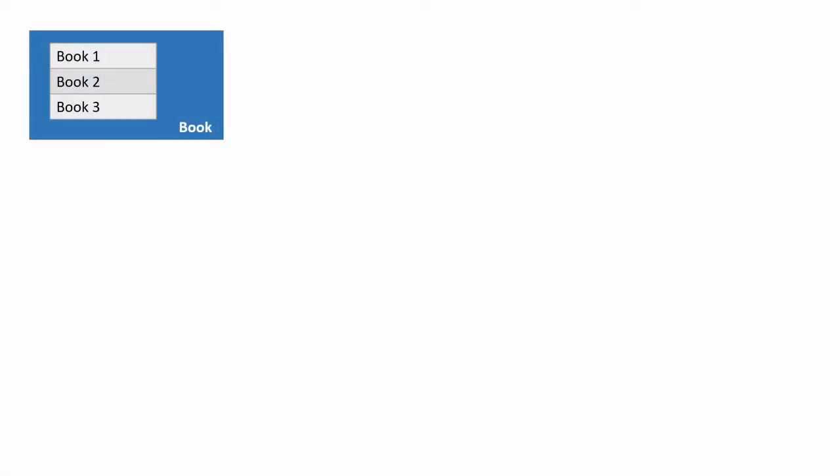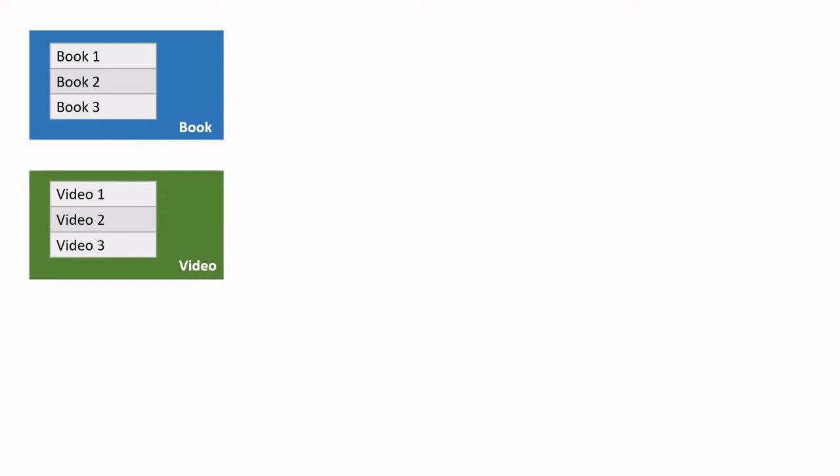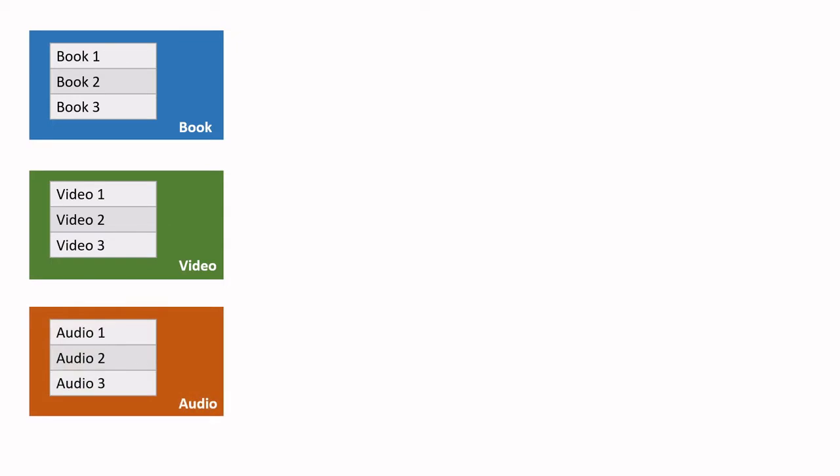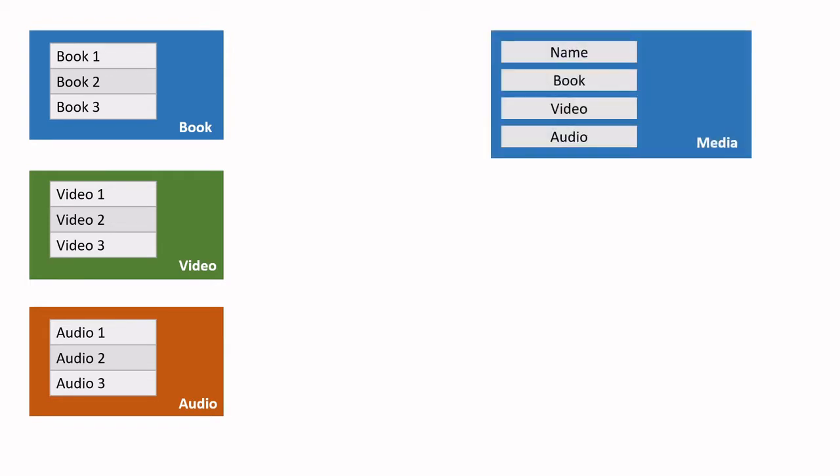Let us consider that we have a table called book. It has records for book information. And I have another table, video, which has the video information like this. And there is another table, audio, which has the audio information. Consider I need to create a table where I need to add a person's name, and I need to add which media that person is interested in. For example, I have a name field, I have a book column which links into the book table, I have a video column which links into the video table, and audio to the audio table.